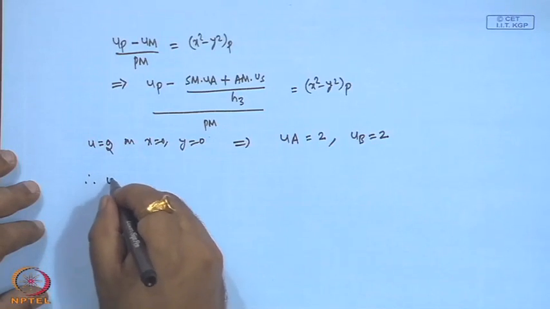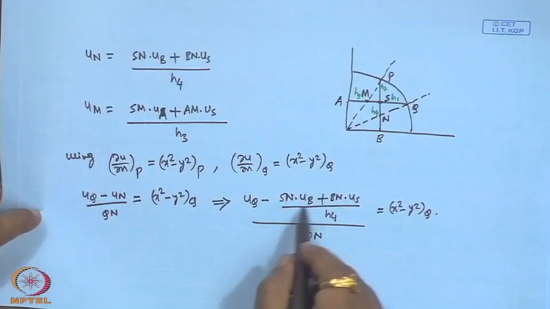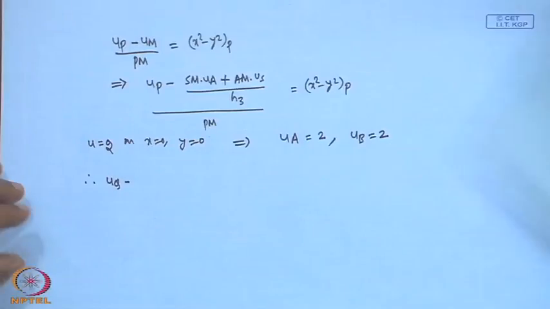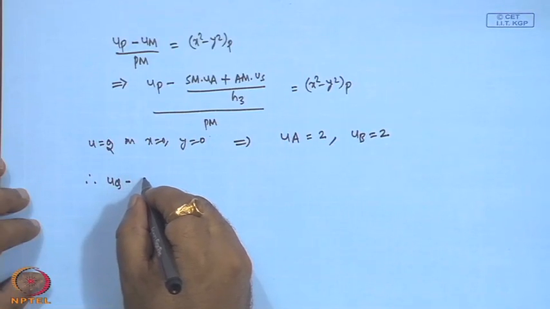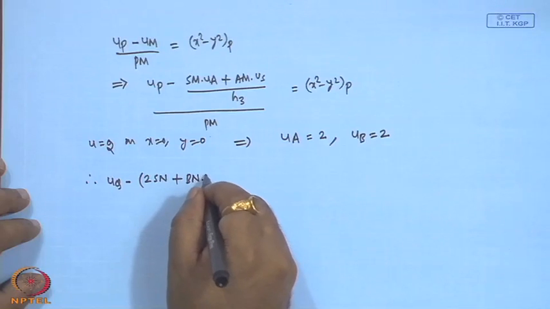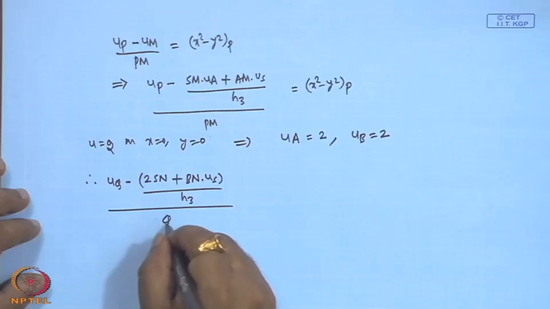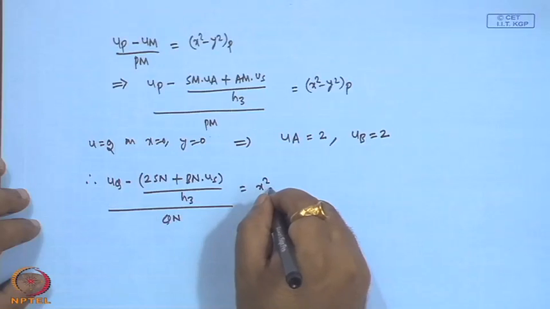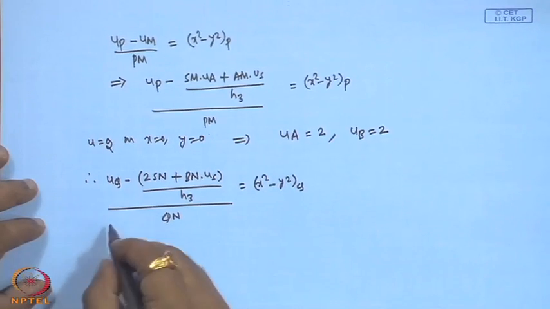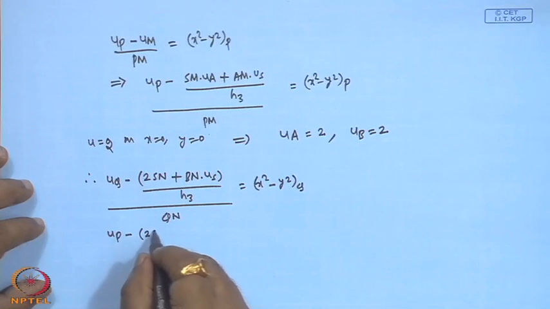So, therefore, u q minus, so from the earlier one u b is 2. Okay. So, we use that value. So, u q and the second one u p minus 2 S m.